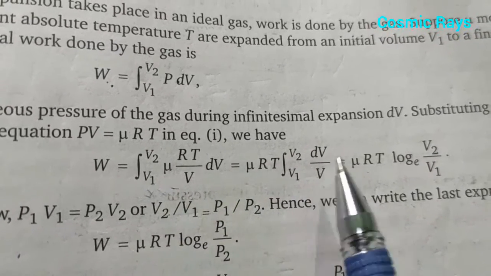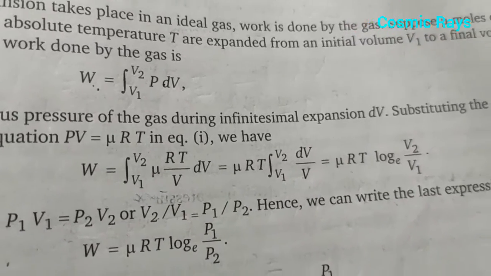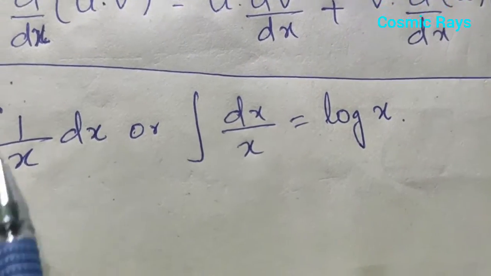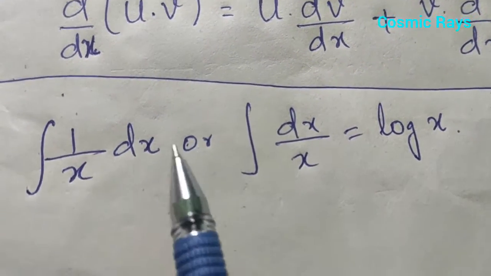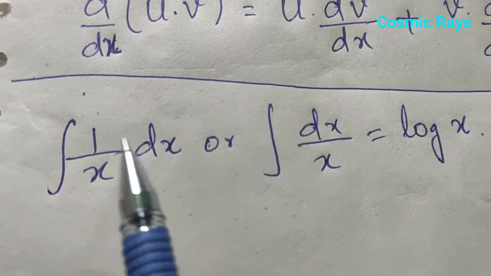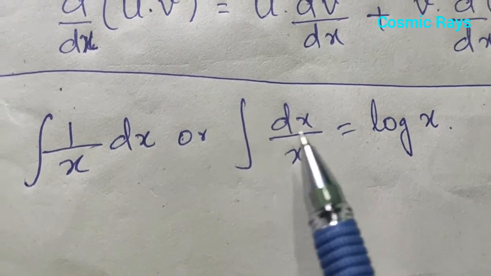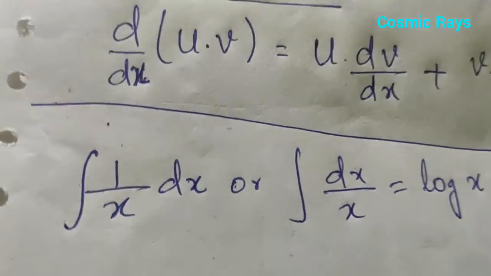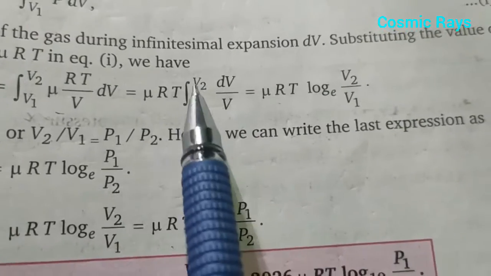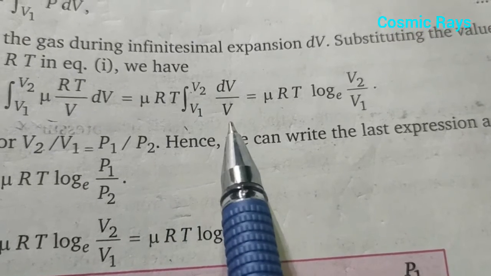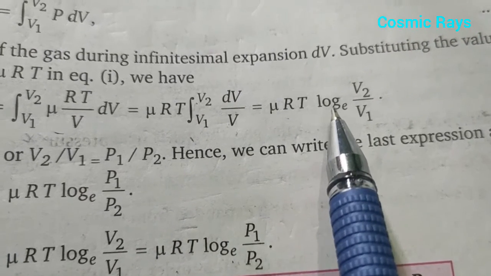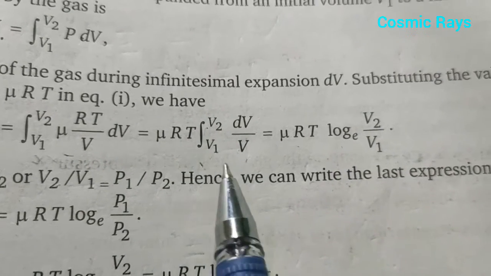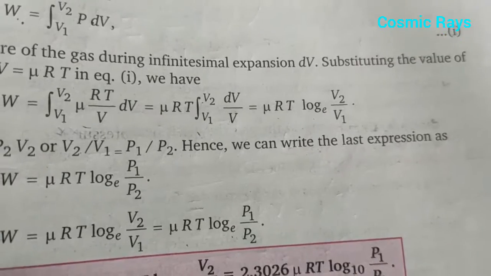Now dV by V, we have the integration formula. Integration 1 by x dx, or this can also be written as 1 into dx. So integration of dx by x is log x. This is the formula. This is what they have used here. So integration V1 to V2 dV by V, the formula is log V, and then we have the limits.